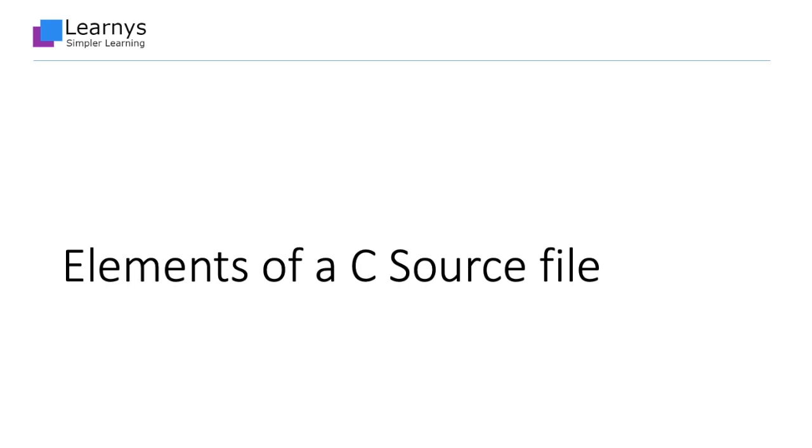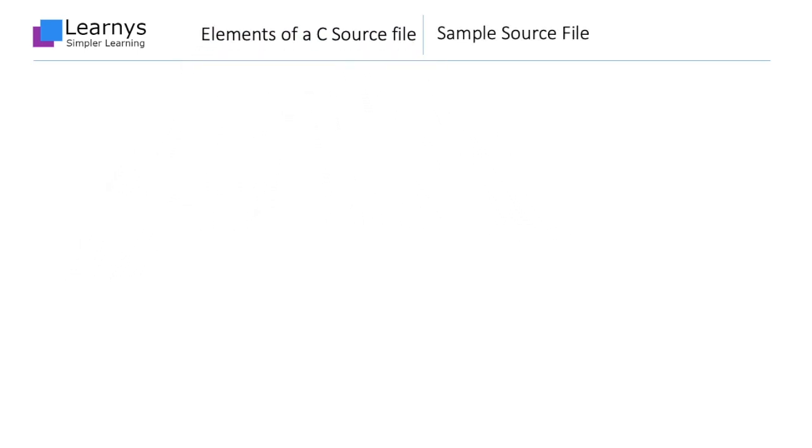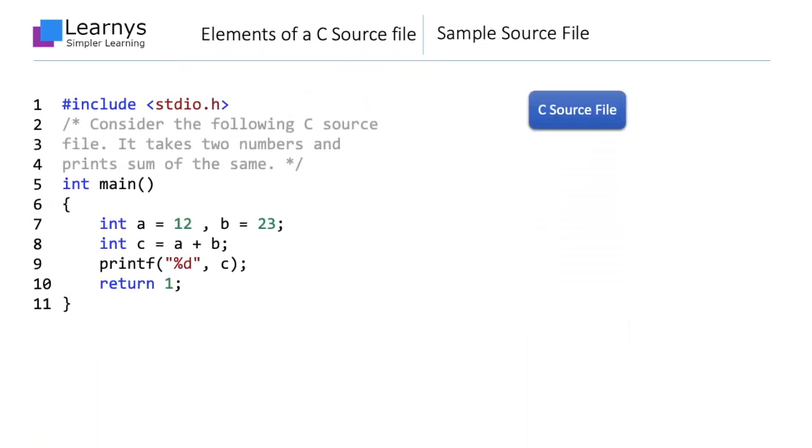Before going in depth, we need to understand the basic elements of C language. It is very necessary to know these elements because it helps you to write your C program. Consider the following C source file. It takes two numbers 12 and 23 as input and prints their sum as 35. The given source file basically comprises the following elements, which we are going to understand one by one.